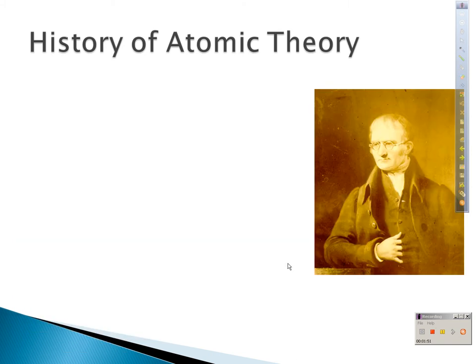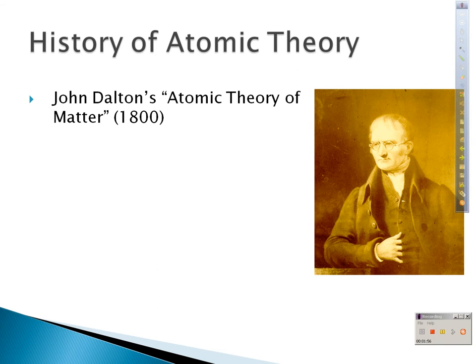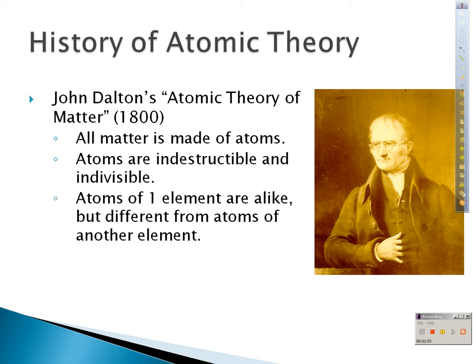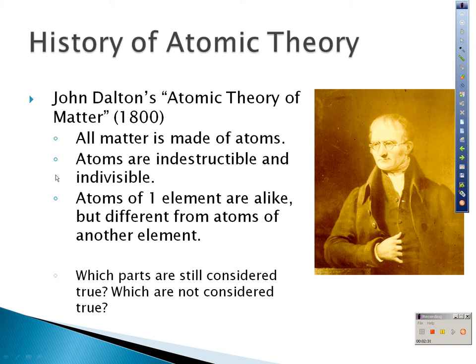Now we jump from the 460s BCE all the way up to the 1800s. Dalton's atomic theory of matter states that all matter is made of atoms. Atoms are indestructible and indivisible, and atoms of one element are alike but different from atoms of another element. So right here, this part, atoms are indestructible and indivisible, that's not correct. We can change them, we can blow them up, we can break them apart, we can fuse them with other things. We can make them lose electrons, we can make them lose protons. That's no big deal. So on your test, if you see Dalton, which part of his theory is wrong, that's what the test question is going to be about.